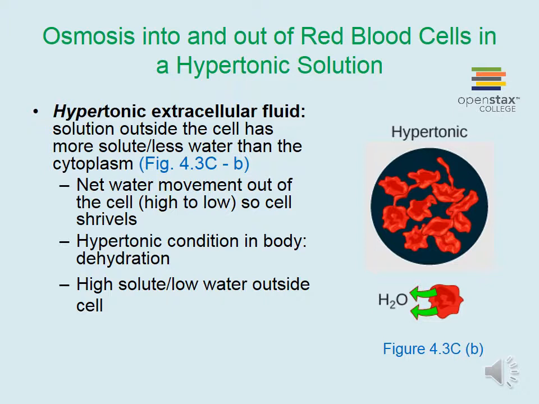Hypertonic conditions in the body include dehydration. This means that your blood does not have enough water, and water flows out of your blood cells to equalize the concentration. We all know that dehydration can be deadly. This is because red blood cells in a hypertonic solution lose water and begin to shrivel, and therefore no longer have the indentation required to carry hemoglobin and therefore oxygen. Take a look at the illustration of red blood cells in a hypertonic solution on the right, and you can see this is the case. We can summarize a hypertonic extracellular fluid by stating high solute, low water outside of the cell.